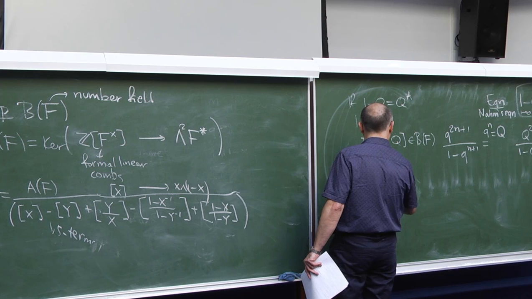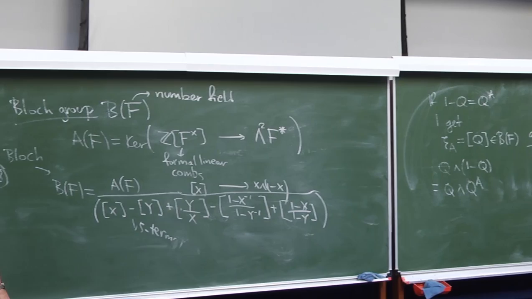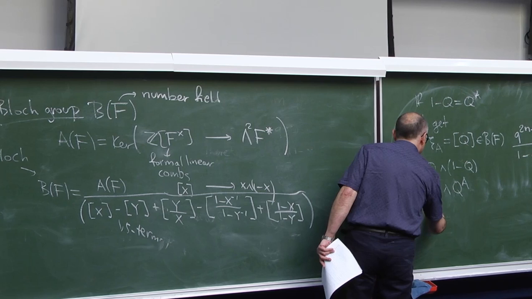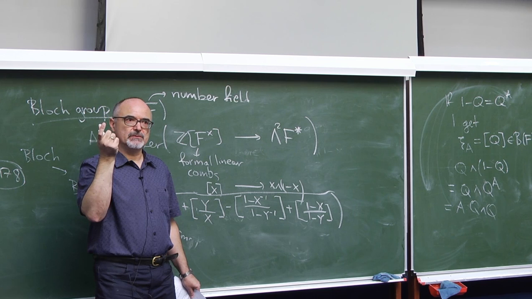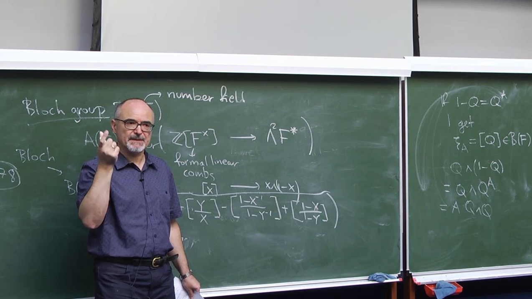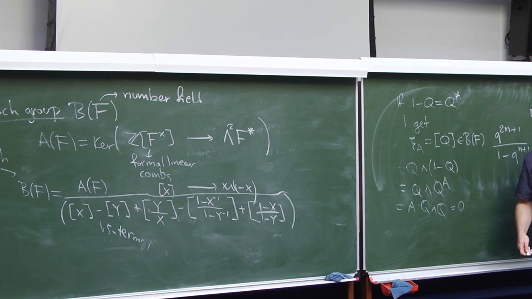How are we going to simplify? Remember, F star is the multiplicative group. Whatever wedge means, I'm talking about the wedge which is multilinear with respect to the multiplication, not with respect to addition. And Q wedge Q is always zero. Okay, so this is an abelian group.